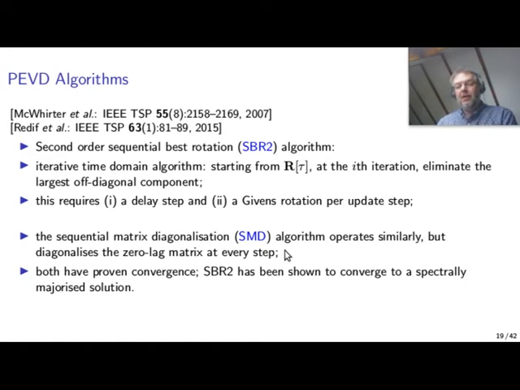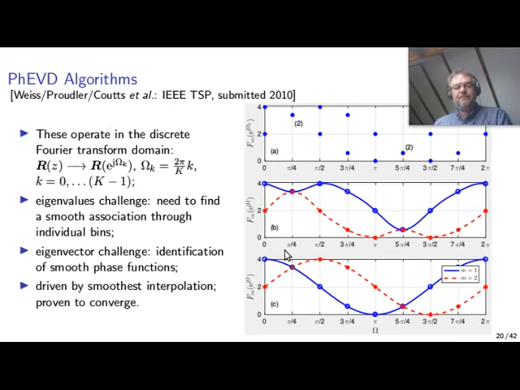They operate on a space-time covariance matrix, and at every step of iteration they check for the largest off-diagonal element. With a delay operation, they bring this component onto the lag 0 slice. In the lag 0 slice, you then perform a Givens rotation, and you eliminate this largest off-diagonal element and transfer its energy onto the main diagonal. These algorithms are proven to converge, and they've been very successful for a number of different applications.